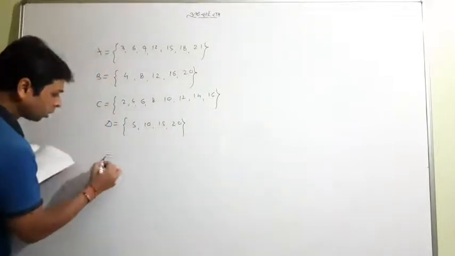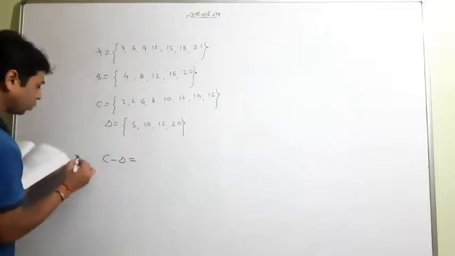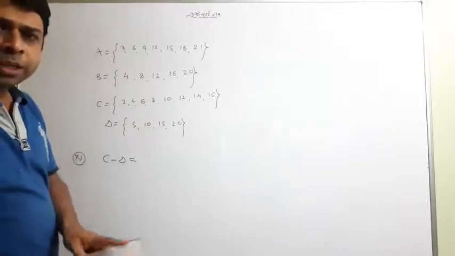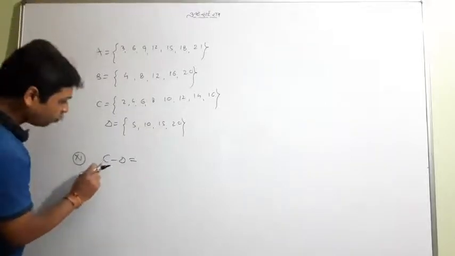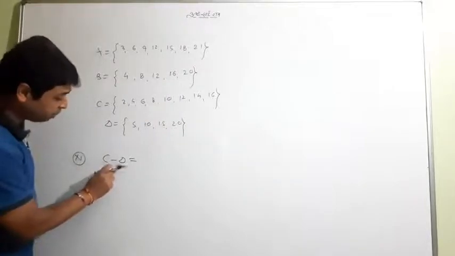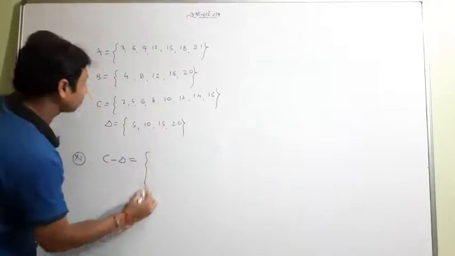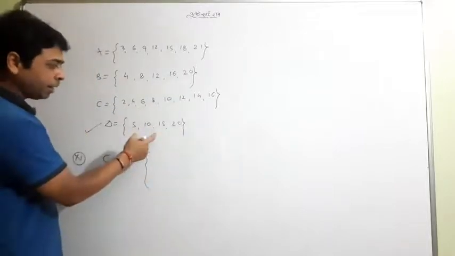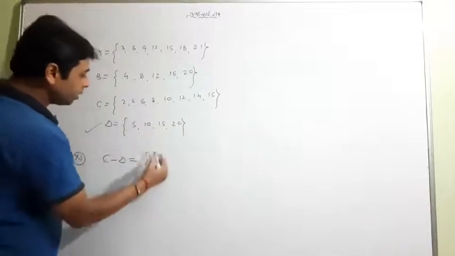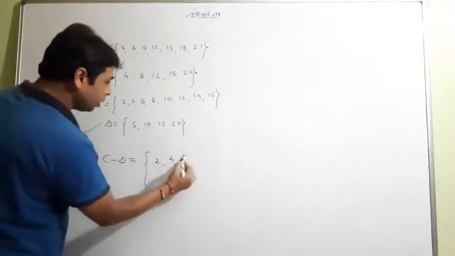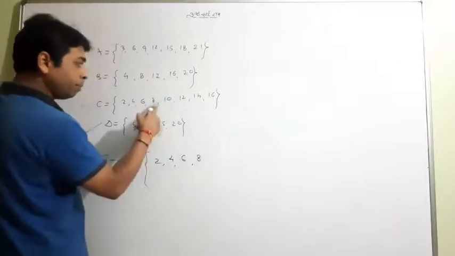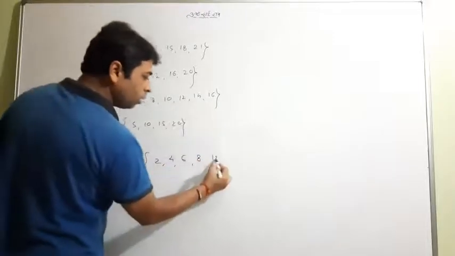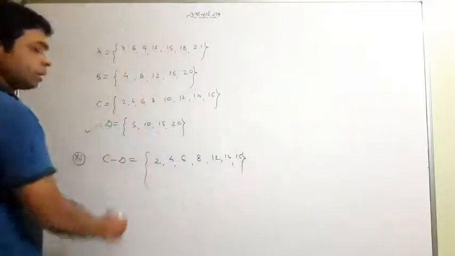I will just talk about one question, like question 11 I'm taking. All are the same question. So what is C minus D? So the meaning of C minus D, I taught you that you have to write the elements of C which are not in D. So write the elements of C here, but keep in mind that they should not be in D. 2 is not here, right? 4 is not here, right? 6, right? 8, right? But 10 is here, but also here. So drop that. 12, 14, 16, all you have to write here. This is C minus D.